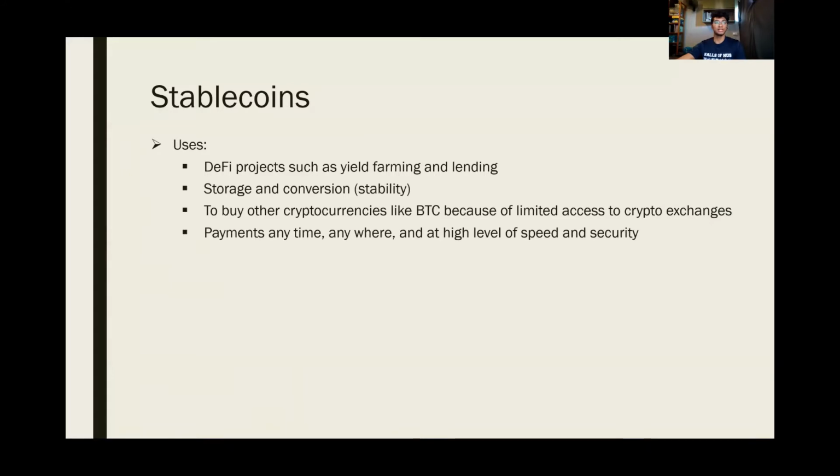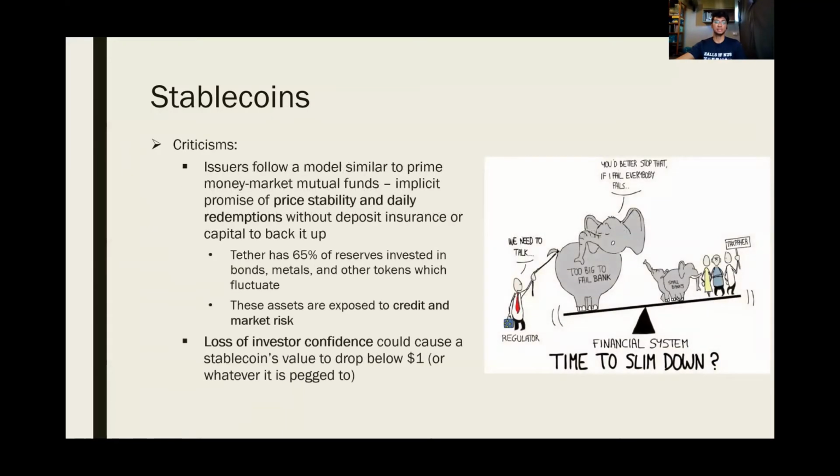However, altcoins are definitely not without their criticisms. Left unregulated, most issuers of altcoins or stablecoins actually follow a business model similar to these prime money market mutual funds that destabilized the financial system during the 2008 financial crisis. Also known as too big to fail banks, these institutions implicitly promise their holders a stable price and backing of their securities without deposit insurance.